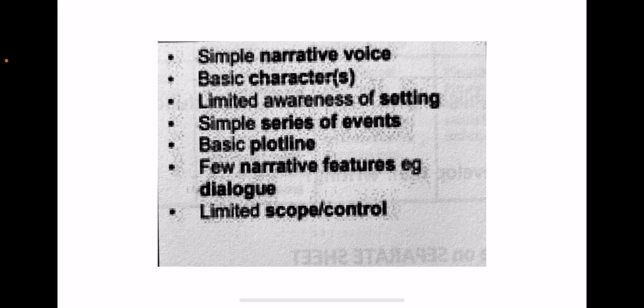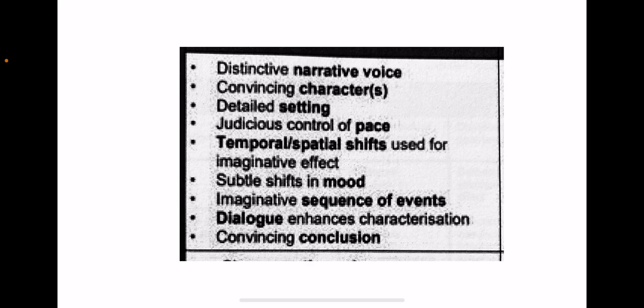Level 3 is always about being clear and how things are developed, how you've made those good choices. But if we're really aiming for that band 4, we're looking at things that are distinctive, so they stand out. It's convincing. We actually believe in your character. You've not just created this character called Bob. There's detail to your description of your setting. That funny word, judicious, comes up again, just like it does in the literature exam, and that just means really well chosen. So well chosen control of pace.